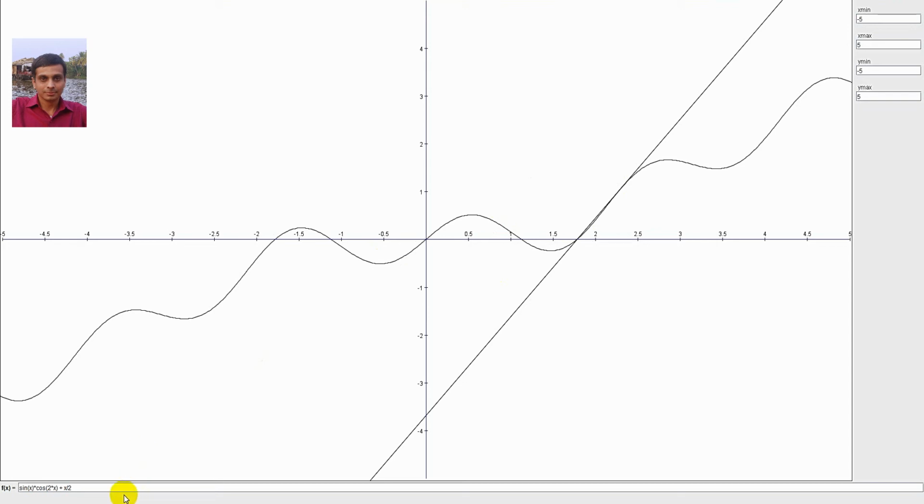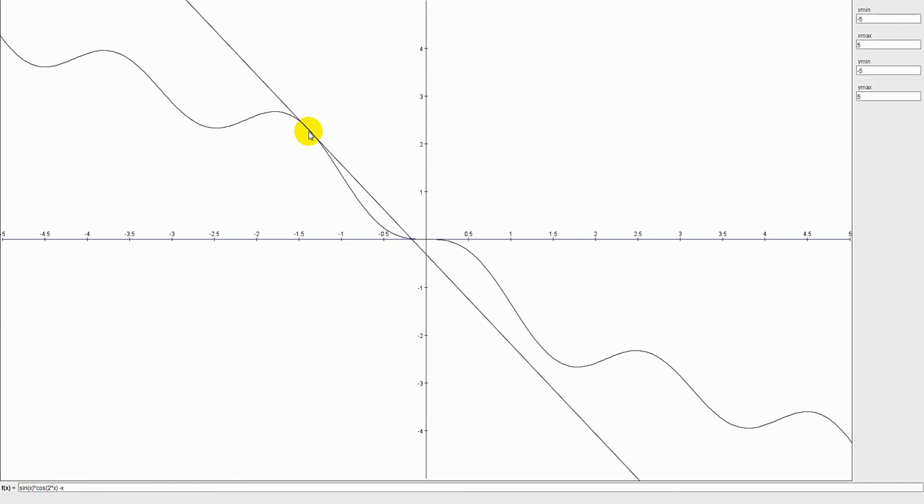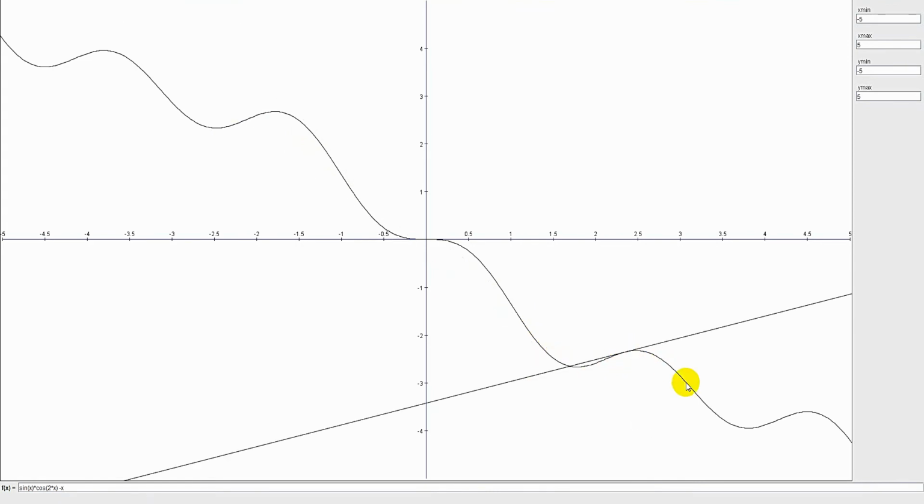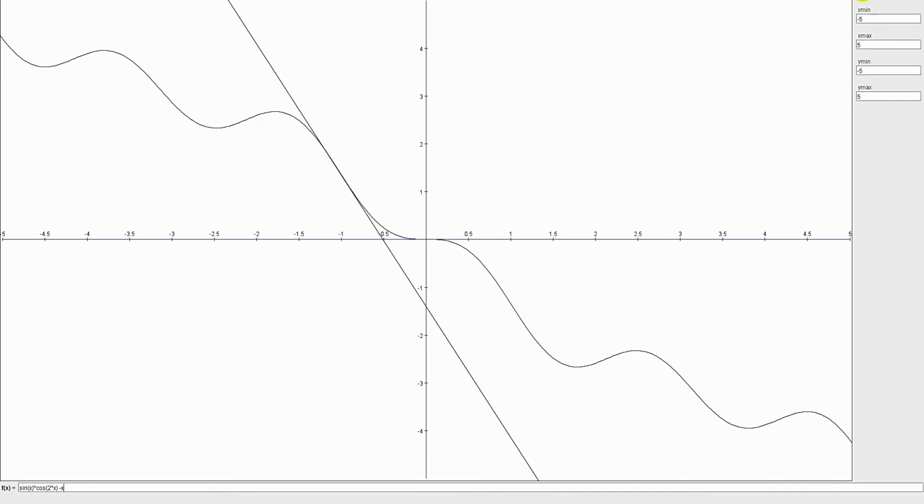We'll see some other example. I'll make it here minus x. And this is how the graph is now. This is the graph of the function sin x into cos 2x minus x. This function is also differentiable. The graphical interpretation is quite simple. If a tangent gets drawn, then the function is differentiable.